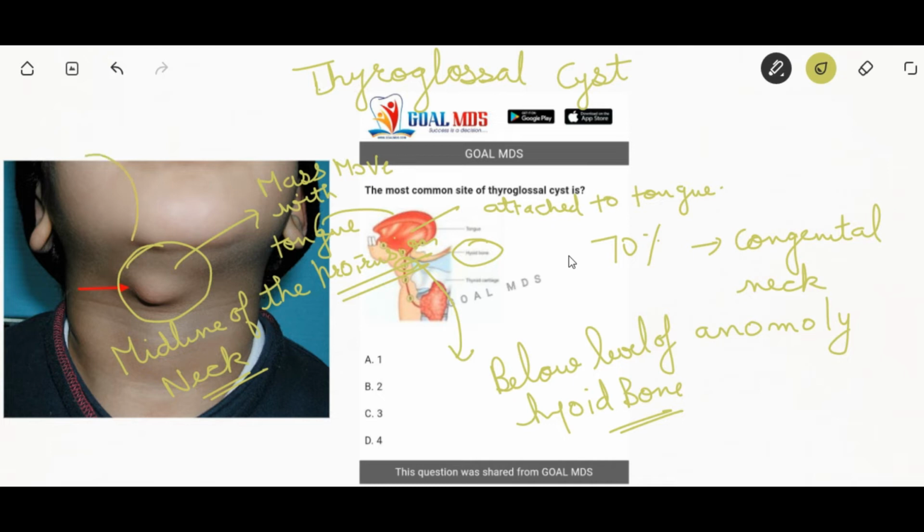So what you do is you make a small incision over the cyst. The cyst and the entire tract are removed, as well as the midline portion of the hyoid bone. So it is important that the cyst and attached tract are all completely removed. If some portion is left behind, there are chances that the cyst will recur. And the tissue that is removed will be sent to the pathology lab to confirm your diagnosis.